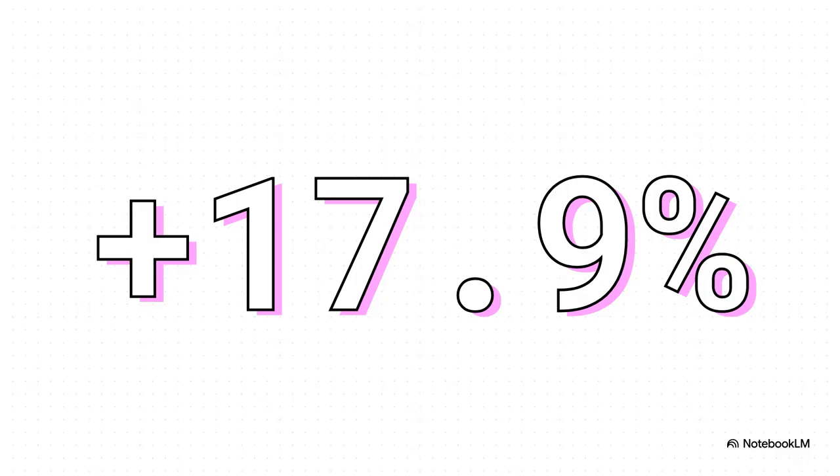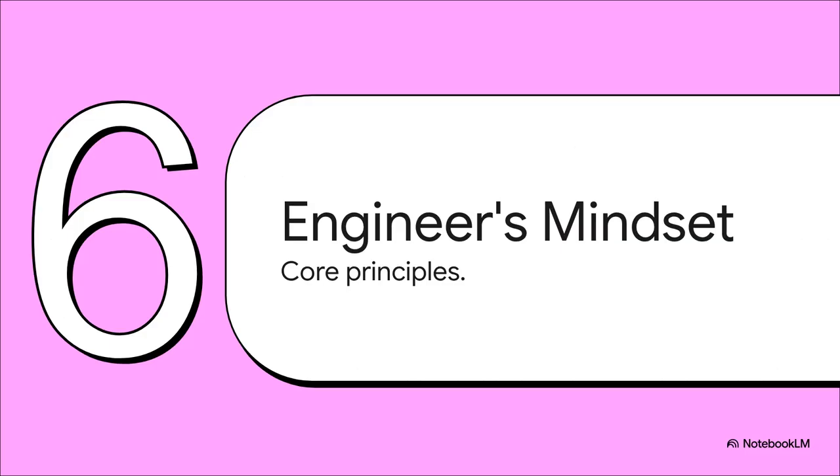And does it work? Oh yeah, the numbers don't lie. Research shows that layering self-consistency on top of chain of thought gives you a huge accuracy boost, almost 18% on really tough arithmetic problems. That's a massive improvement from a pretty simple technique, and it can make your production app significantly more robust.